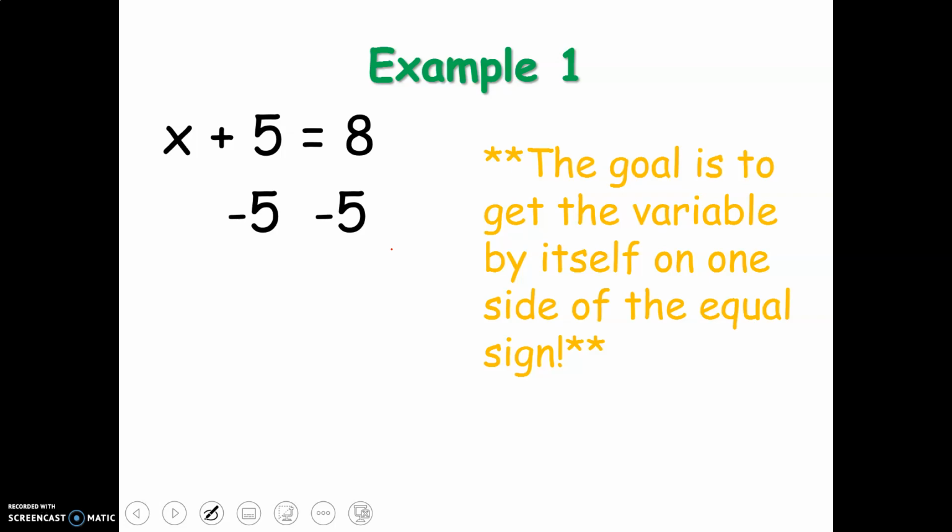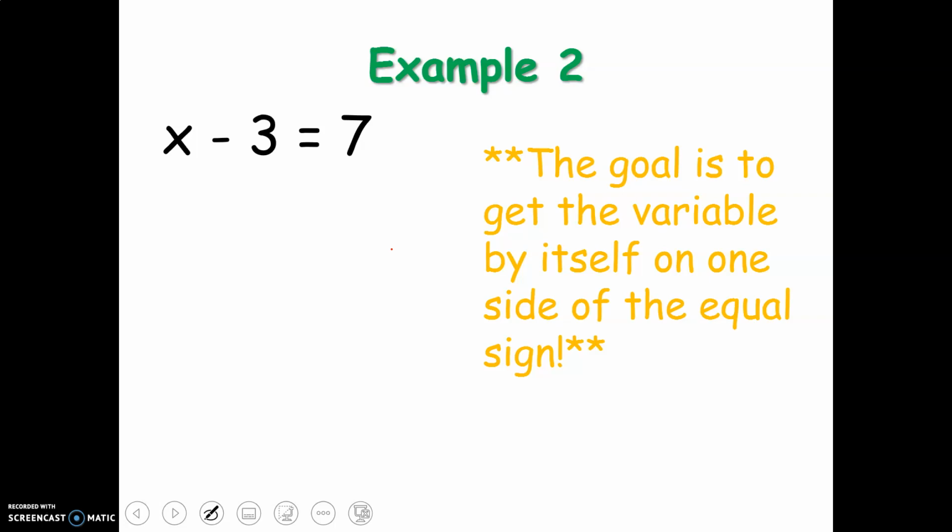Subtracting 5 from both sides gives us, on the left-hand side, 5 plus negative 5, which makes 0, and on the right-hand side, 8 minus 5, which is 3. So x is 3. Let's take a look at another example. x minus 3 equals 7.